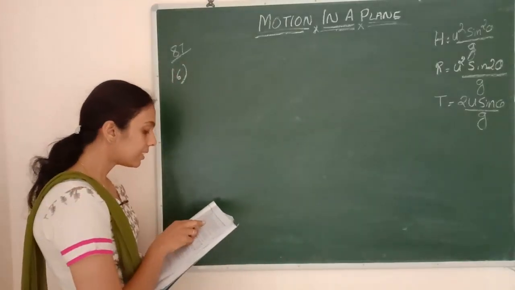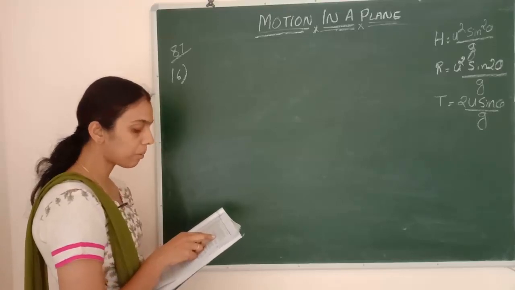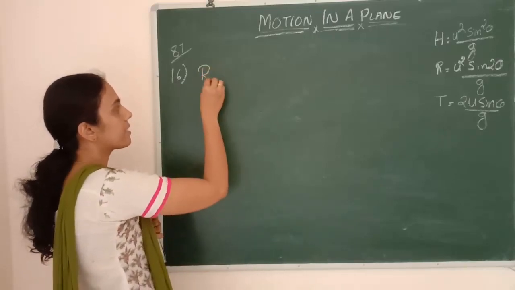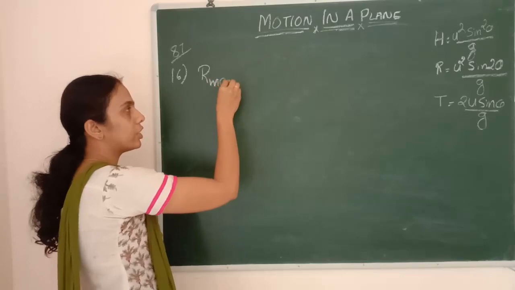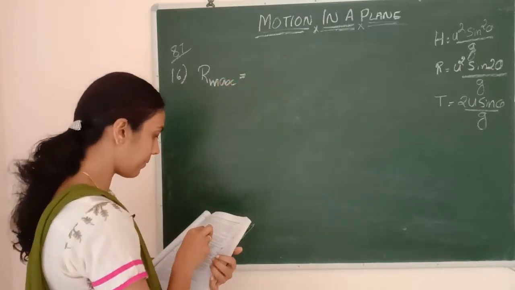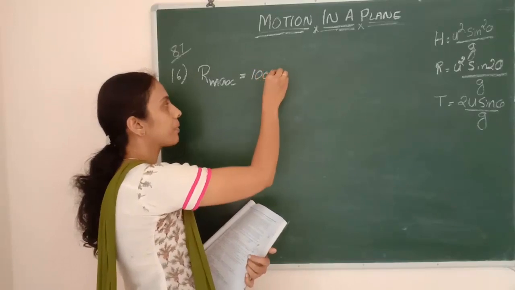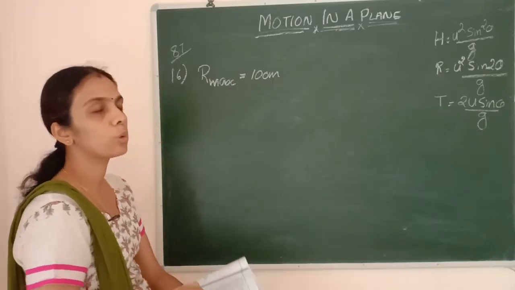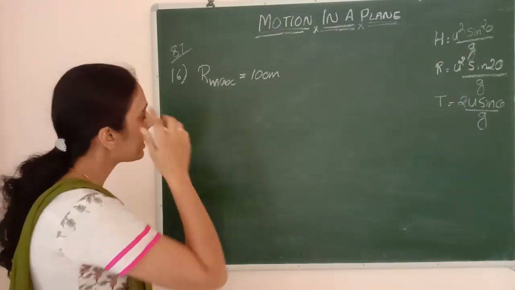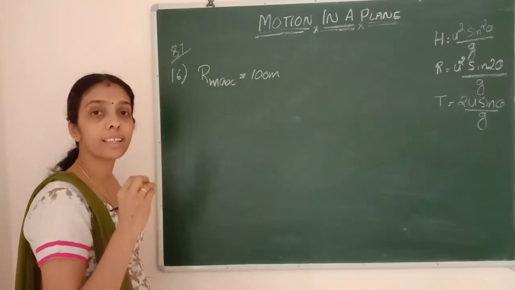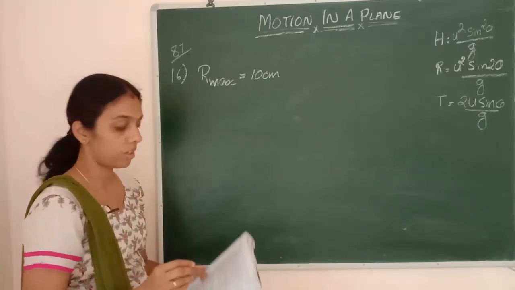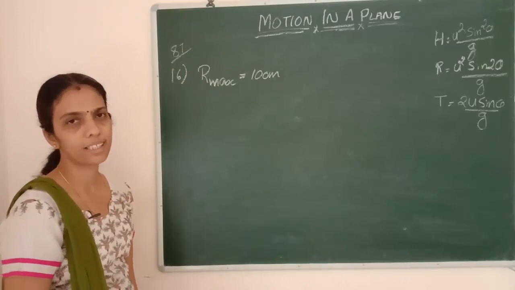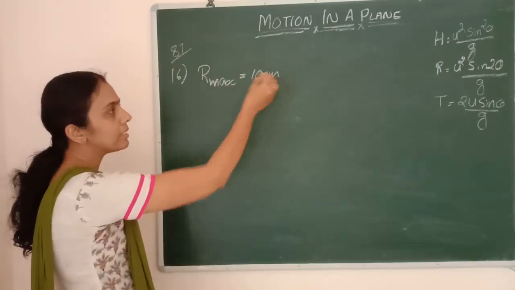A cricketer can throw a ball to a maximum horizontal distance of 100 meters. Horizontal distance is called range. So the maximum horizontal distance is given as 100 meters. How much high above the ground can the cricketer throw the same ball? Same ball, if he is throwing at the angle for maximum range, what is the maximum height it can reach? Maximum range is 100 meters.